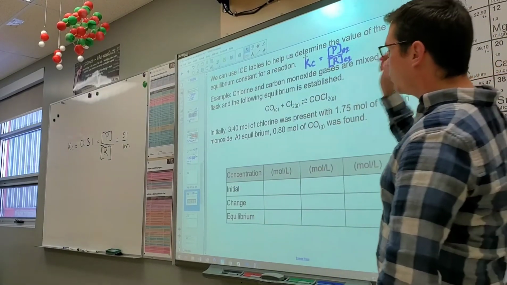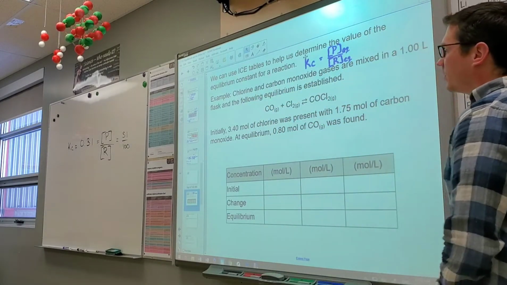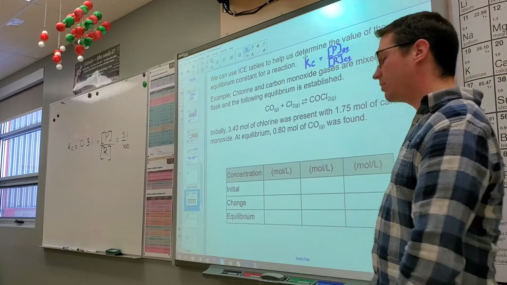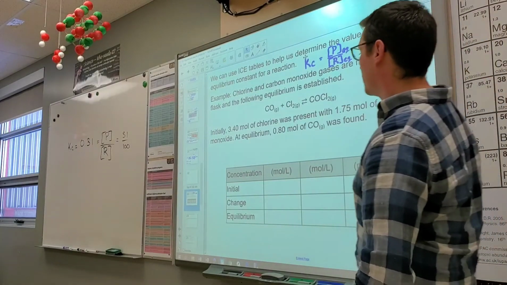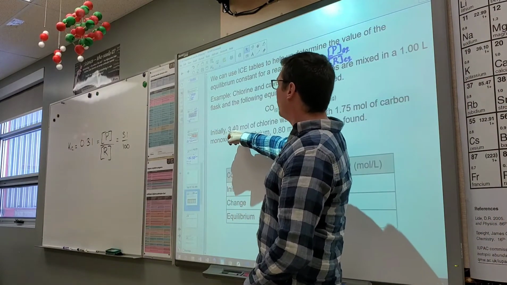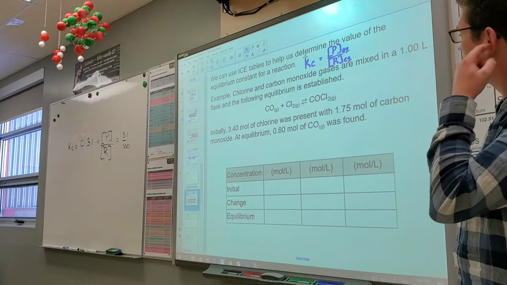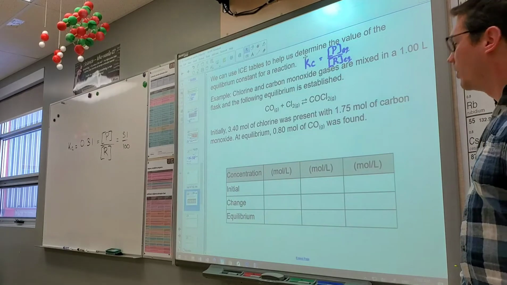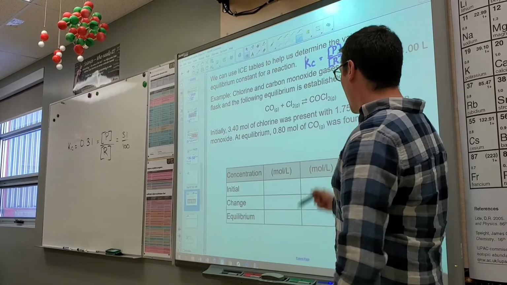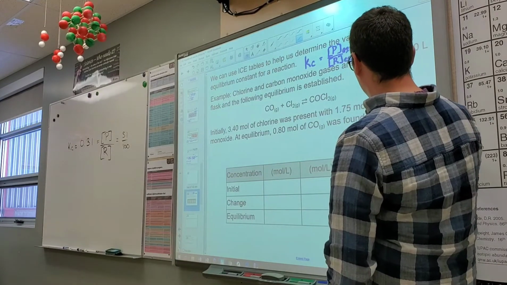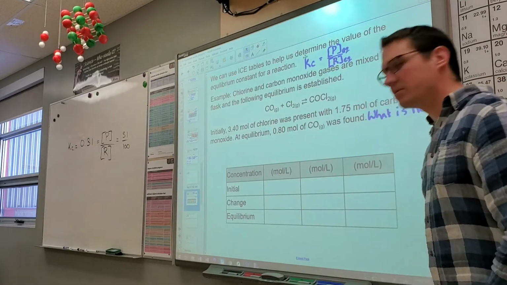Okay, let's go through an example. Chlorine and carbon monoxide gases are mixed in a 1 liter flask, and the following equilibrium is established. So we've got carbon monoxide and chlorine reacting together to make COCl2. Initially, 3.4 moles of chlorine was present with 1.75 moles of carbon monoxide. At equilibrium, 0.8 moles of carbon monoxide was found. So our goal: what is the Kc for this reaction? That's what we want to know.